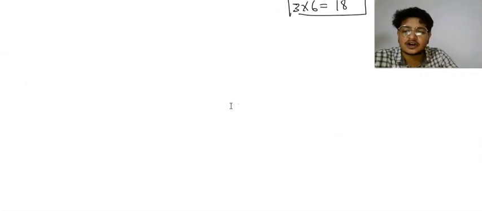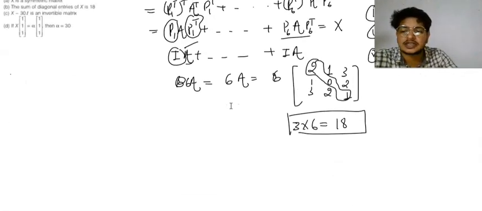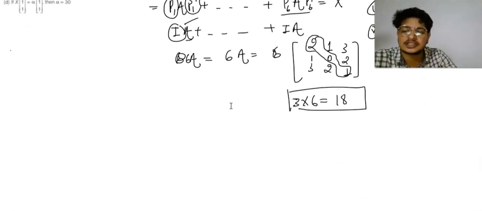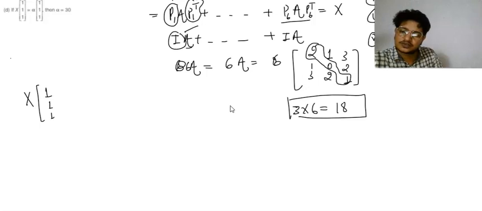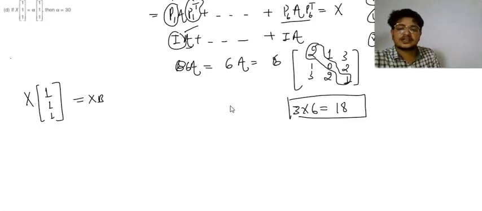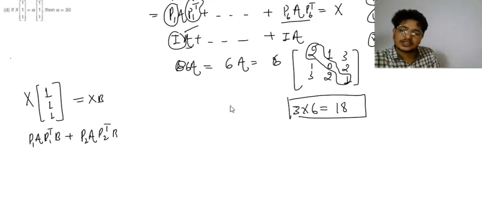Let's go with option D. Firstly we will solve option D, and after that we will solve option B. Now if I go with this option, I can write X into a matrix B, instead of 1 into 1, I write it as XB. So here I will write P1 A P1 transpose into B, plus P2 A P2 transpose into B.